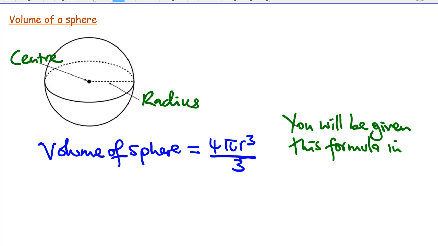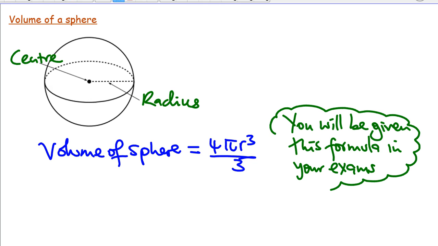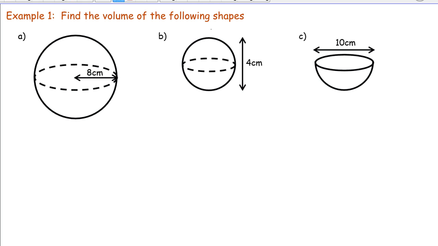in your exams. Okay, so you just need to know how to use it. You don't have to cram it, okay? You just need to know how to apply it. And I'm going to show you how to apply it in the next examples.